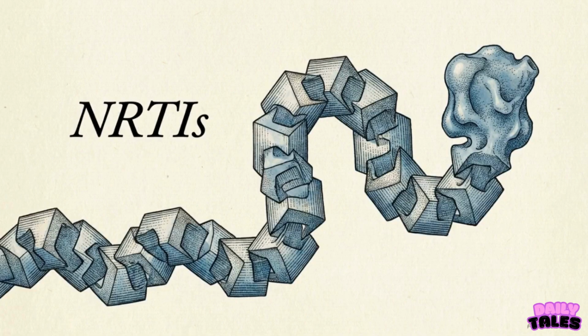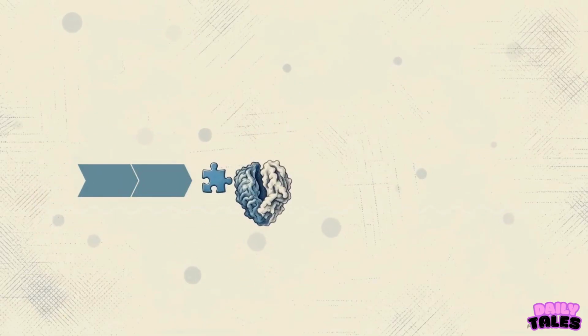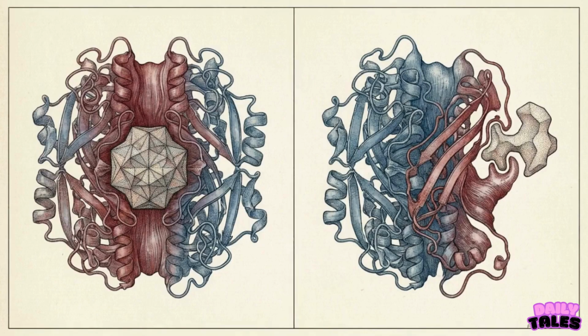Medical intervention targets this process aggressively. Nucleoside reverse transcriptase inhibitors act as faulty building blocks. When the enzyme attempts to incorporate them into the new strand, they cause premature chain termination, halting synthesis completely. Non-nucleoside reverse transcriptase inhibitors take a different approach. They bypass the building block method and competitively bind directly to the enzyme itself, disabling its function.